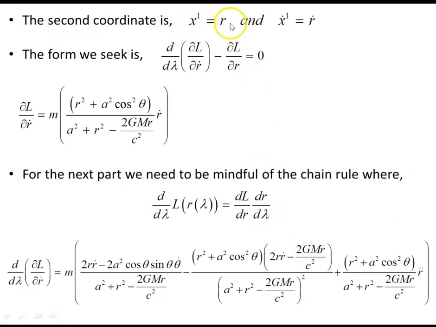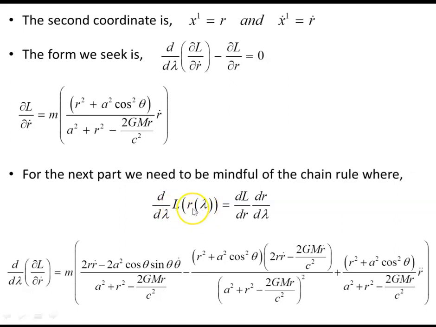The other coordinate to look at is x1 is r, so x1 dot is r dot, and the Euler-Lagrange equation is d/dλ of dL/dṙ minus dL/dr is 0. Now, dL/dṙ is this object. Remember, there was an r dot squared here, and 2 came out front. There was a half, so that cancelled, and we're left with m times this object here. That's dL/dṙ. Now, the next thing we're going to be looking for is d/dλ of that. For the next part, we need to be, again, mindful of the chain rule. So d/dλ of Lagrangian L, a function of r, which is a function of λ.